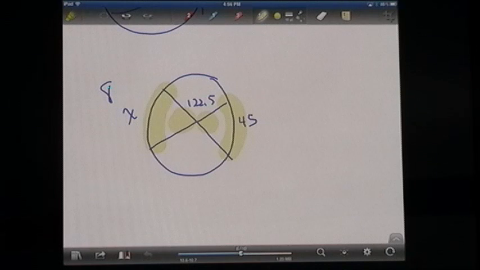Boy, that's a really fat highlighter. That was weird. I wasn't expecting that.